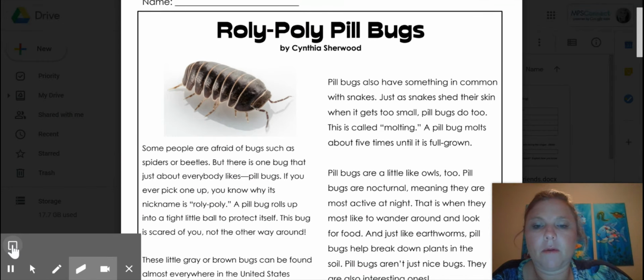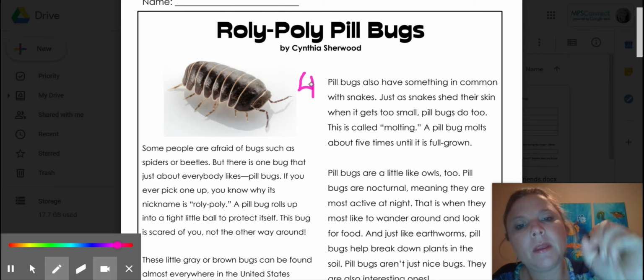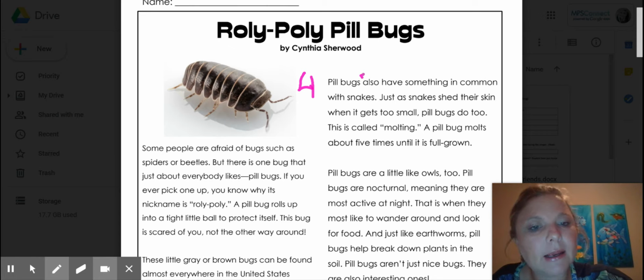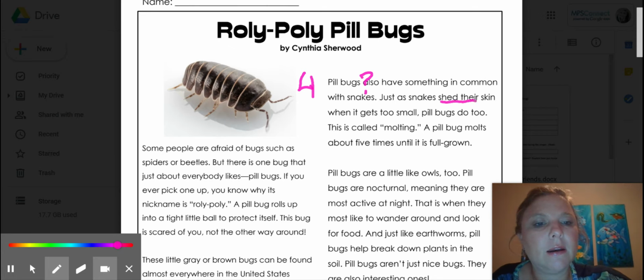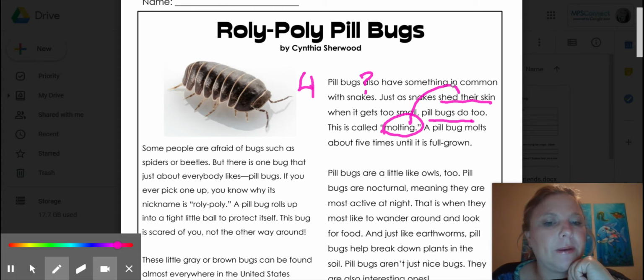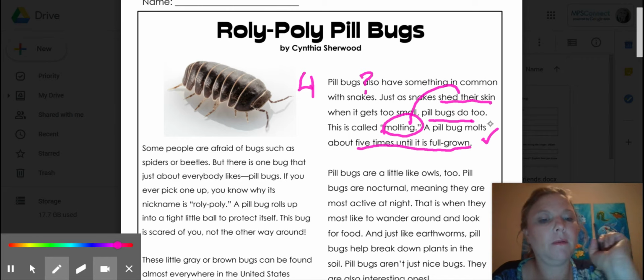Okay, again, I'm going to get all my markings out of the way so it doesn't confuse us. The next paragraph is paragraph 4. Pill bugs also have something in common with snakes. Just as snakes shed their skin when it gets too small, pill bugs do too. This is called molting. Well, I didn't know it was called molting, but I'm able to make that connection. A pill bug molts about 5 times until it's fully grown.